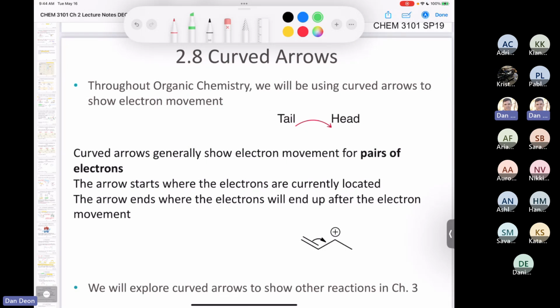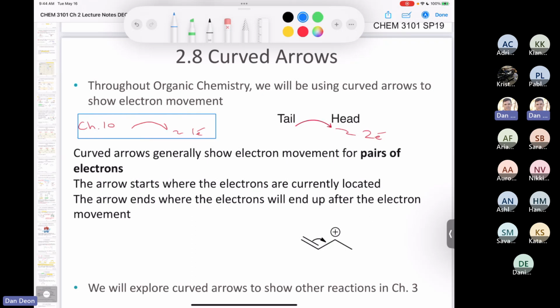So throughout organic chemistry, we're going to be using curved arrows to show electron movement. When we have a curved arrow that has a double head on the end, that means you're showing the movement of 2 electrons. Something you're going to see in chapter 10 is a curved arrow with only 1 barb on it. That is what we call a fishhook arrow, and that shows the movement of 1 electron. We're not going to look at those at all. That will be saved for chapter 10, which is many, many weeks away.